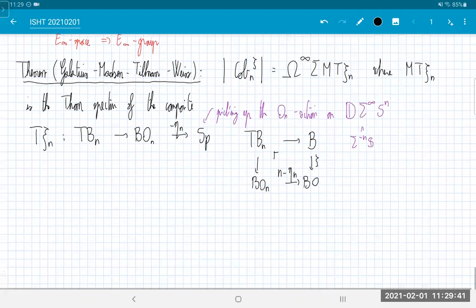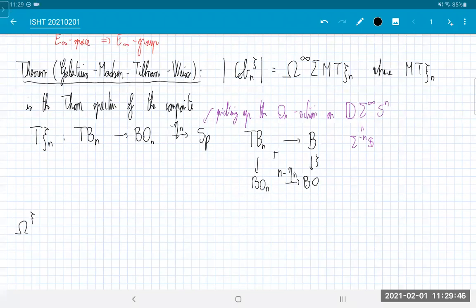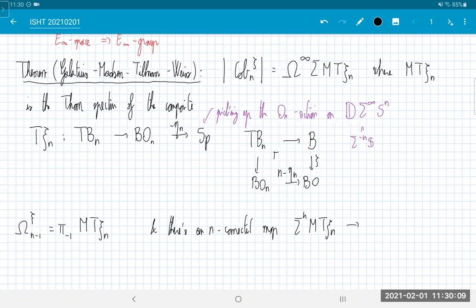And why am I saying this generalization? This is describing my O psi n minus one as pi minus one of a certain spectrum, which is different from the spectrum I described before. But if you look at the definition, it turns out that there's an n-connected map from sigma n MT psi n to M psi, which is essentially the Thomification of this vertical map here.